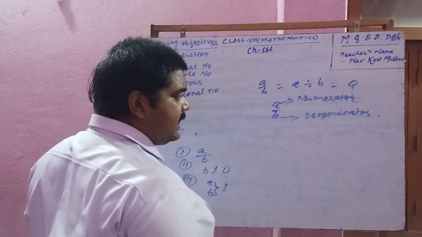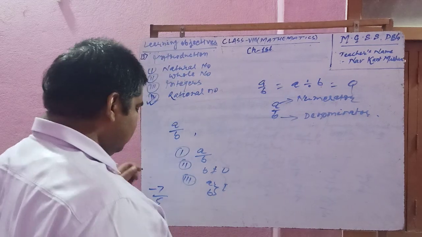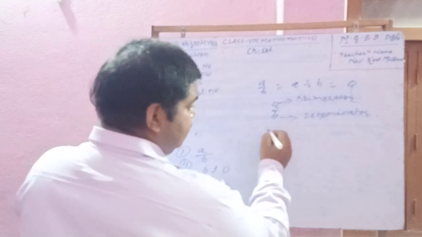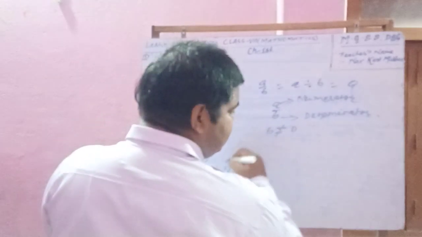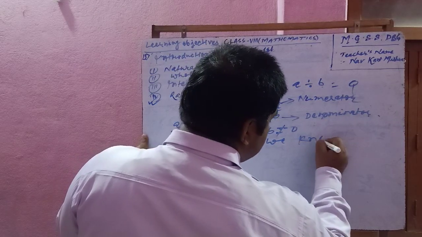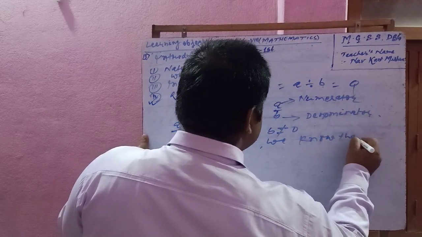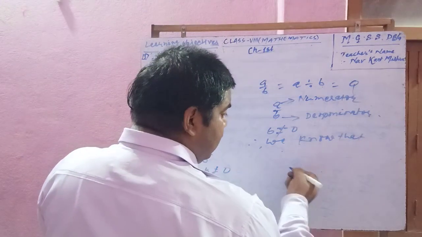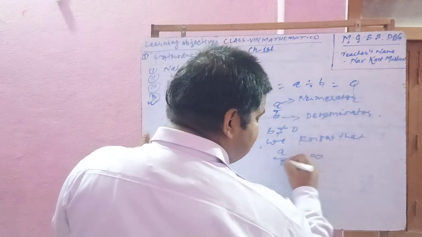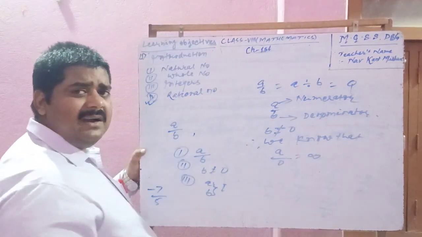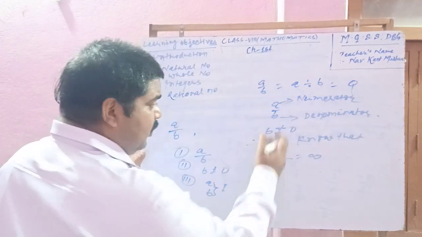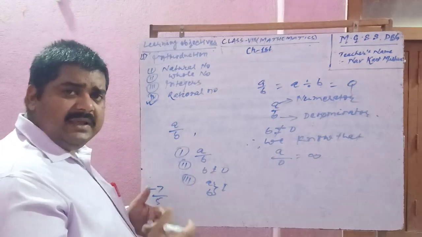So a is the numerator, b is the denominator. Now you just have to check that the denominator cannot be 0, b cannot be equal to 0. It is due to that because we know that if any number is divided by 0, then what is its result? Actually it is infinite, undefined. So the denominator cannot be 0, and both the numbers should be integers.